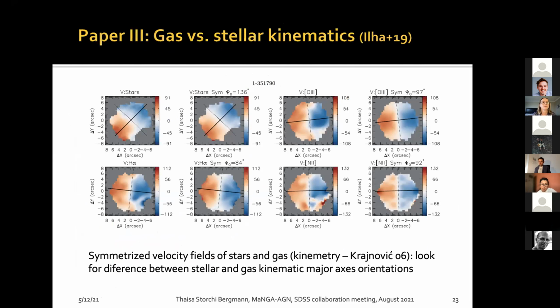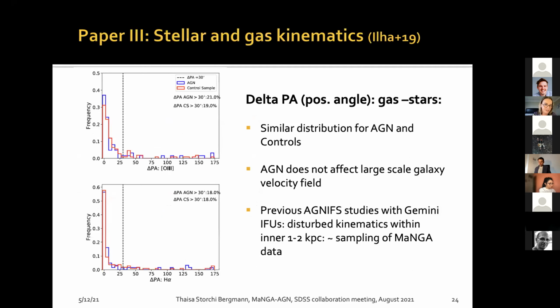Moving to kinematics. We investigated the stellar and gas kinematics in this paper, building symmetrized velocity fields of gas and stars using kinemetry to look for differences between the stellar and gas kinematic major axis orientations. And we didn't find any difference between the orientation of the kinematic major axis of the AGN and the control sample. So the conclusion is that the large scale galaxy velocity field is not affected by the AGN for these nearby AGN in MaNGA.